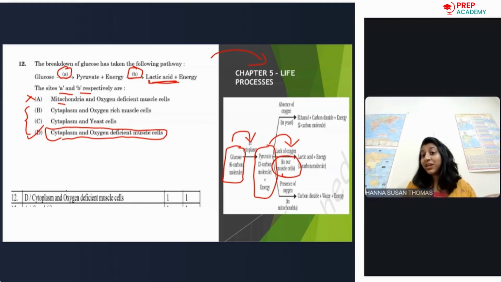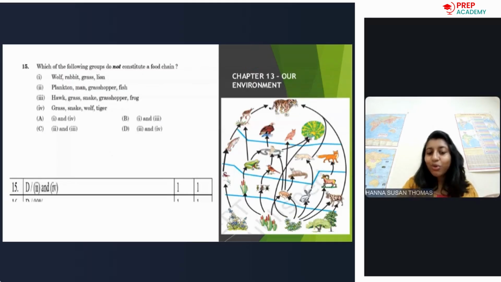So I'm repeating myself, I know that, but I'm helpless because I have to say this again and again. It's important for you to go through and understand all these diagrams, activities, flow charts, everything that are given under your textbook. Okay, so let's move on to 15.